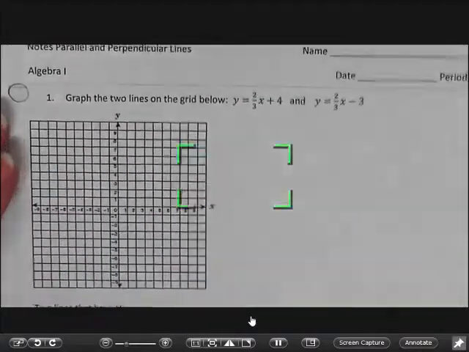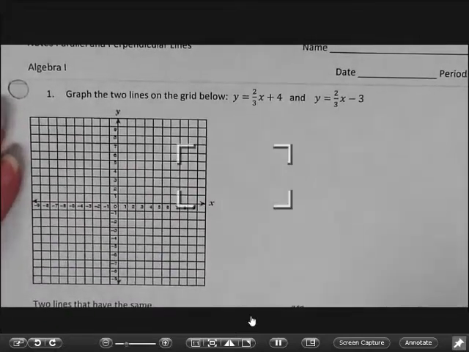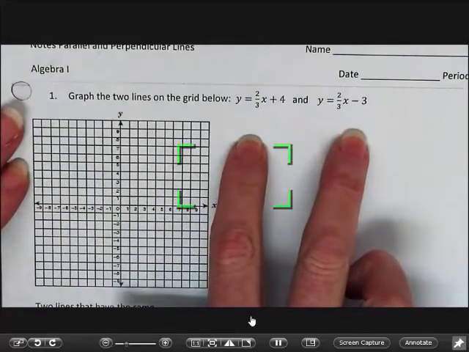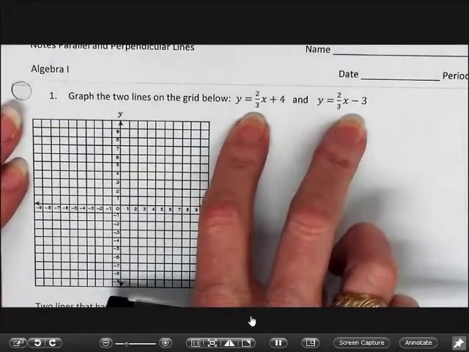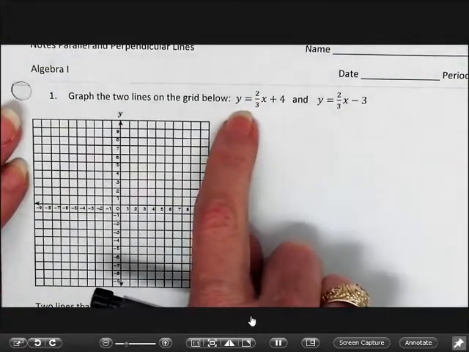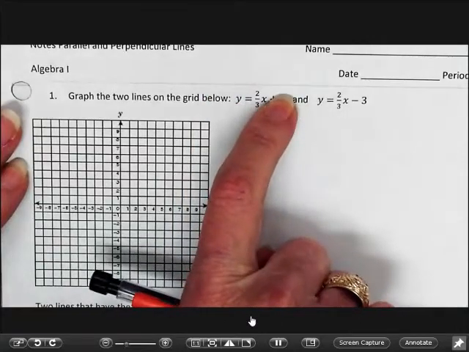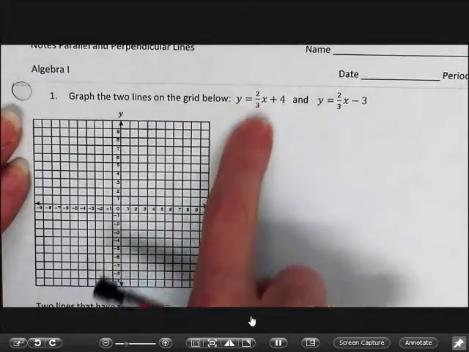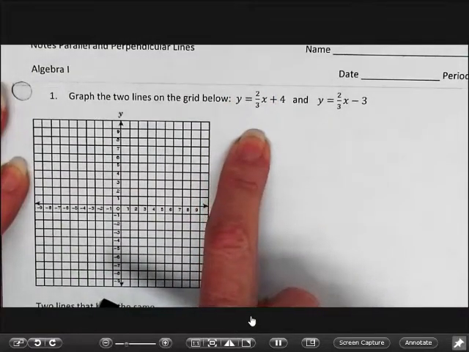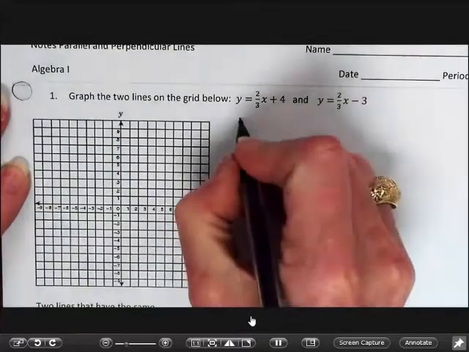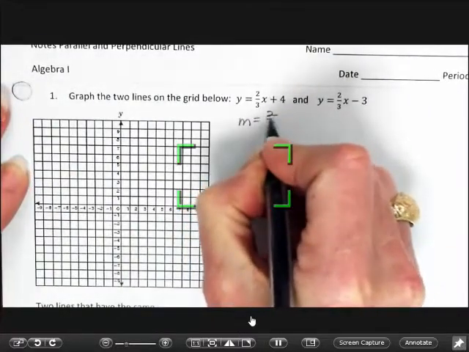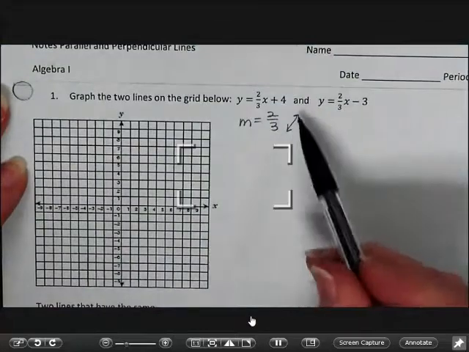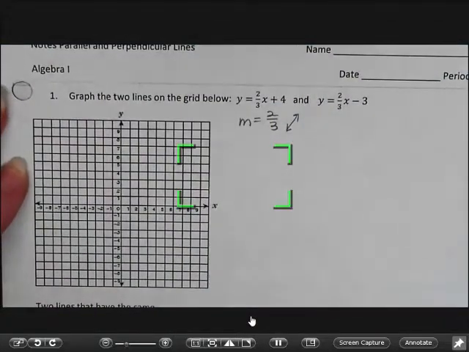There are several things that I want to make sure that you do each time. Important things. One thing is when we are graphing, one of the easiest forms to graph from is slope-intercept form, which is what these are. So we're looking at these two lines. When I look at this line, what's my slope? I want you to write that right here. m equals 2/3, and then I want you to draw your arrow showing the direction that your line is going to be on the graph.